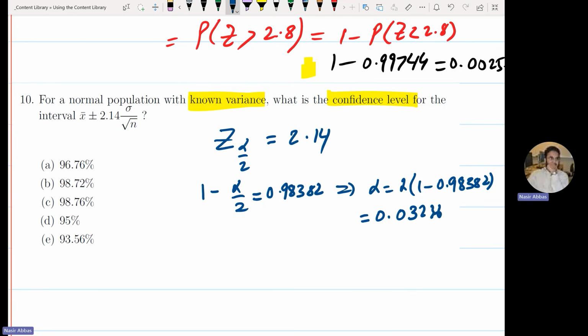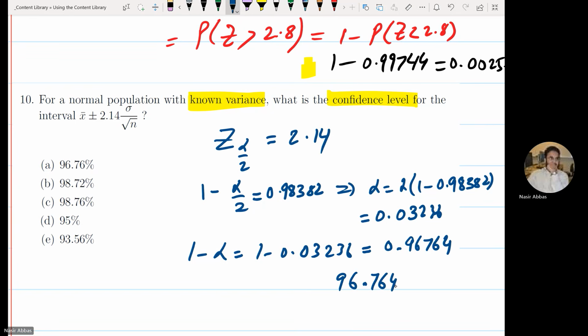But we're not supposed to give significance level. The question is asking for confidence level. So confidence level will be 1 minus 0.03236, which is 0.96764. In terms of percentage, 96 point. Which one is closest? A is the correct answer.